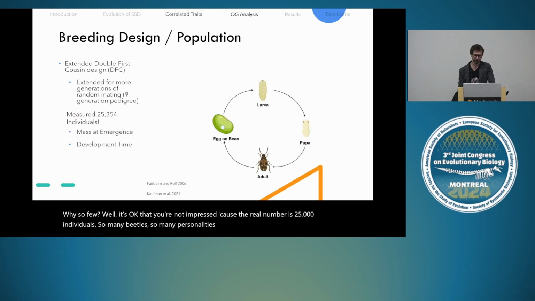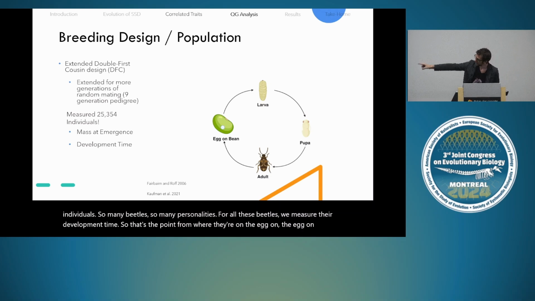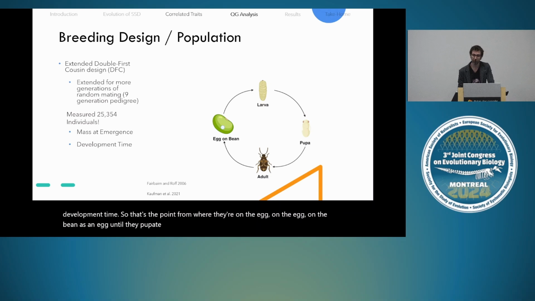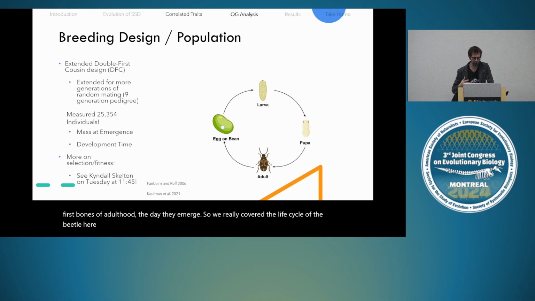For all these beetles, we measured their development time. So that's the point from where they're on the bean as an egg until they pupate fully. And then we took the mass of those beetles in their first moments of adulthood, the day they emerge. So we really cover the life cycle of the beetle here. If you'd like to hear more about how we assayed these beetles for fitness and selection analyses, you can go to my colleague Kendall Skelton's talk on Tuesday at 11:45, part 2 of this.